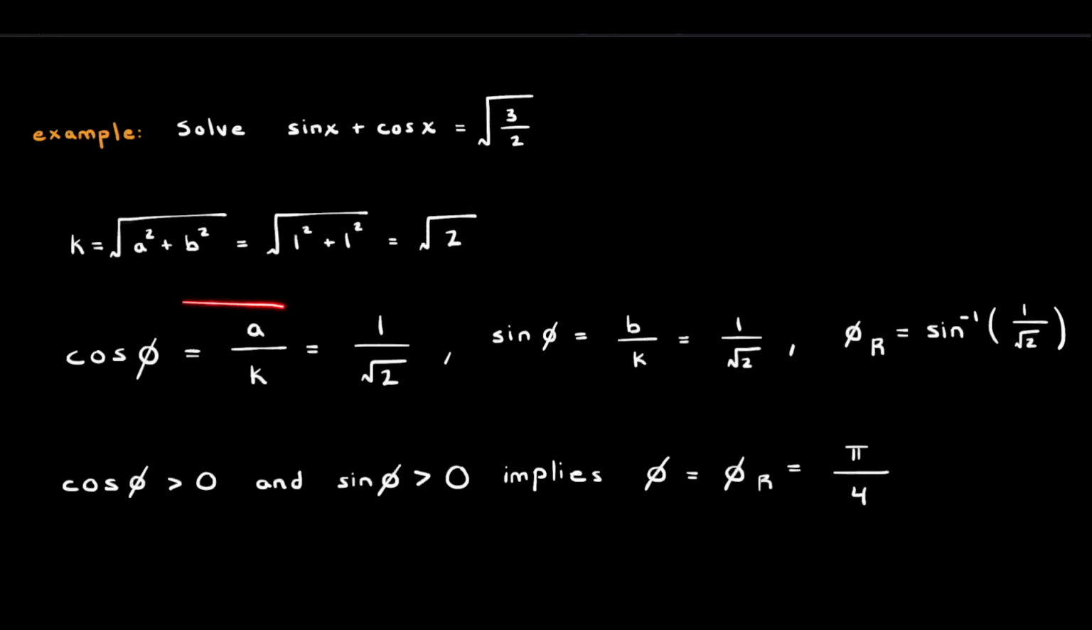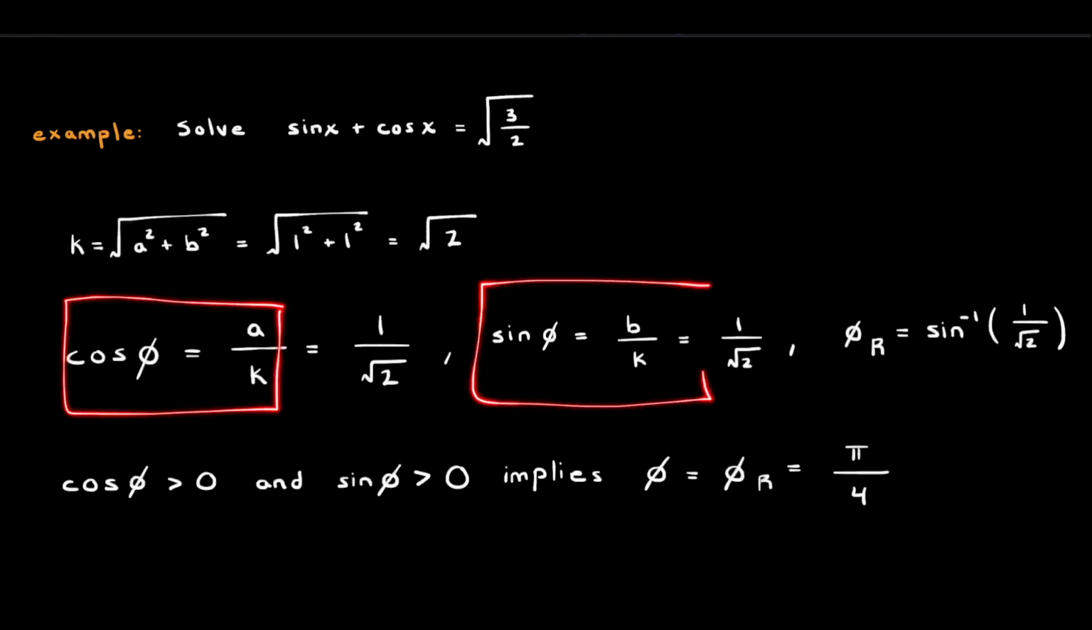Well, remember, the angle is supposed to satisfy cosine of phi is equal to a over k, and sine of phi is equal to b over k. Well, in this case, the a and b values are both 1, and the k value we just figured out is square root 2, so we get 1 over square root 2.